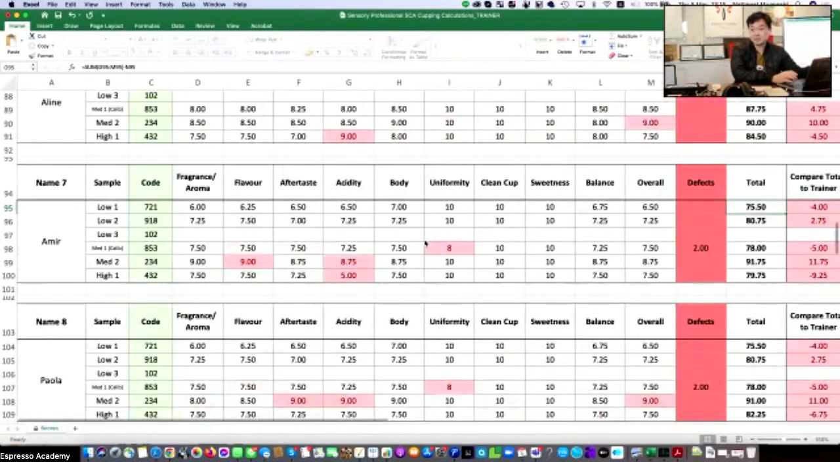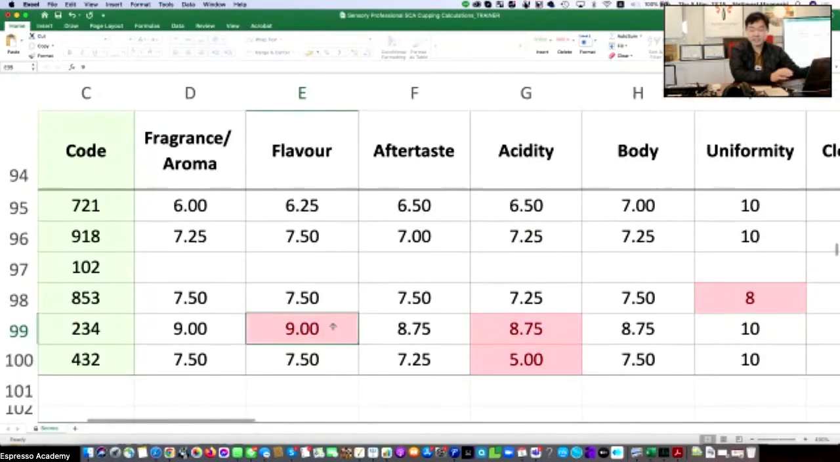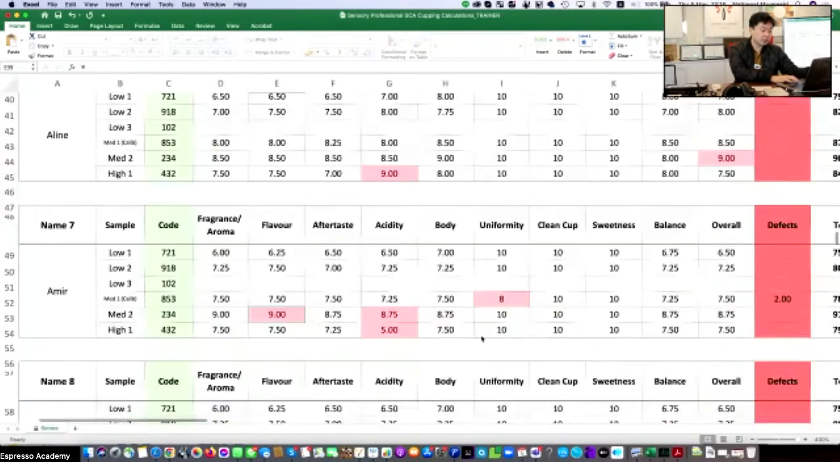But the next section that you need to be within is plus and minus 1.5 for each attribute. For example, if there is a red mark here, that means you are not calibrated to the group. You're giving the flavor score a little bit higher than what the trainer gave. For example, if I say 7.5 and you say 9, then we have to discuss why you gave a 9. The majority of the group may probably give a 7.8 or 7.75, or an 8 or 8.5. You went all the way up to 9, that means you are a little bit too high on that.